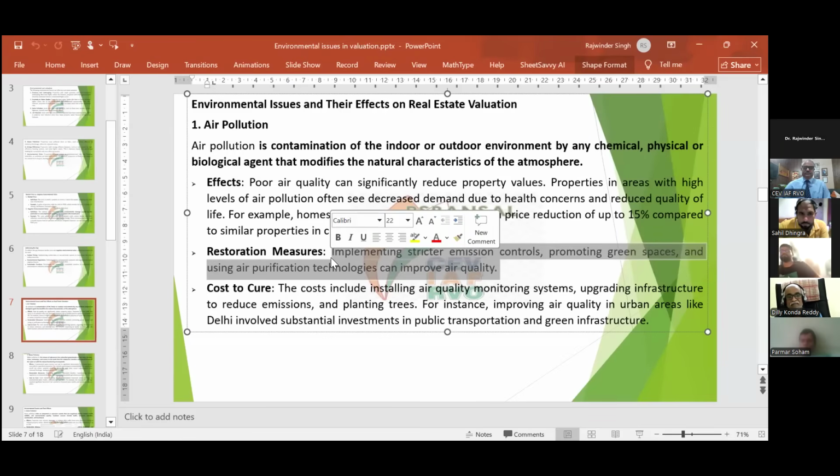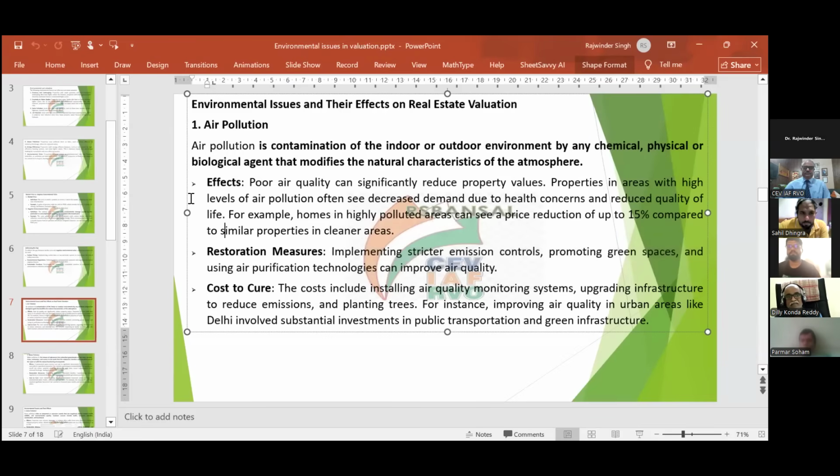But there are two things which will affect the value. One is that automatically the poor quality of air will reduce the value of the properties in a particular area. But another thing associated with it is cost to cure. If you try to bring it to normal conditions, to reduce air pollution, what will be the cost to cure?